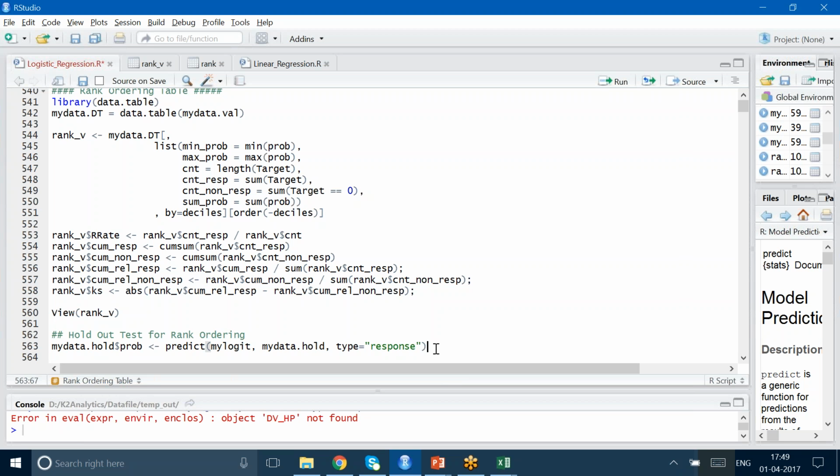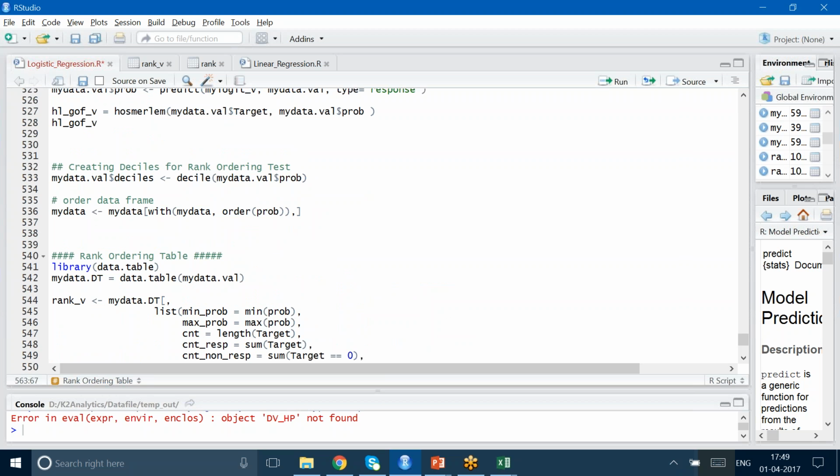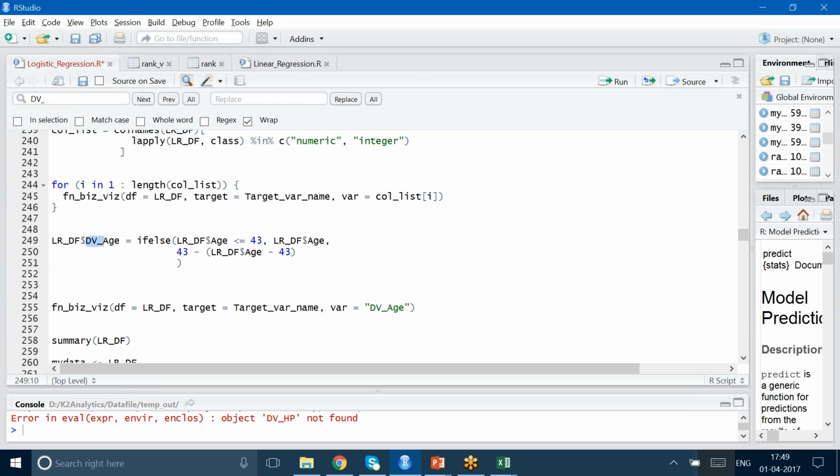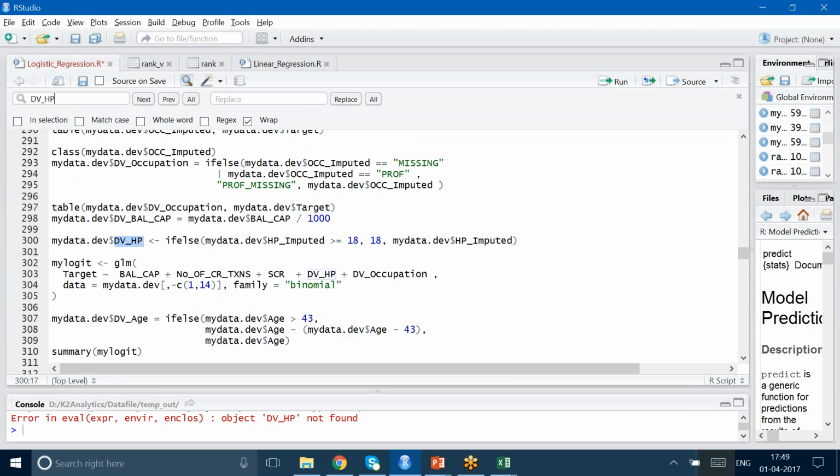Okay. So now here, first step, it's saying that the HP variable is not there. Holding period imputed. And that's the one reason why you have to keep doing this DV. Because if you give the same name, the holdout would not have been imputed and it would have scored it. But now it says that HP is not imputed. So I need to find that HP impute. Control F, DV underscore HP.